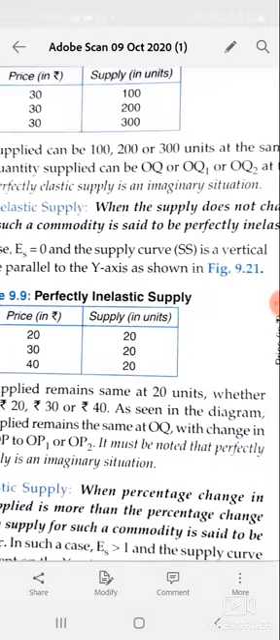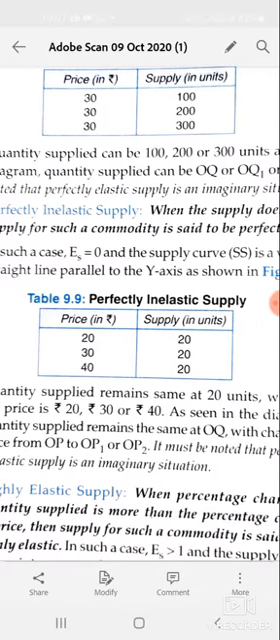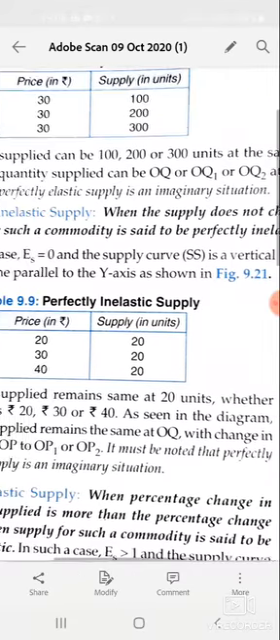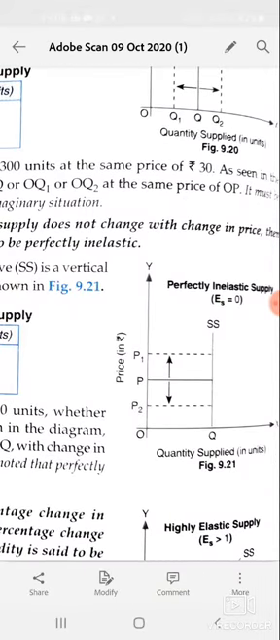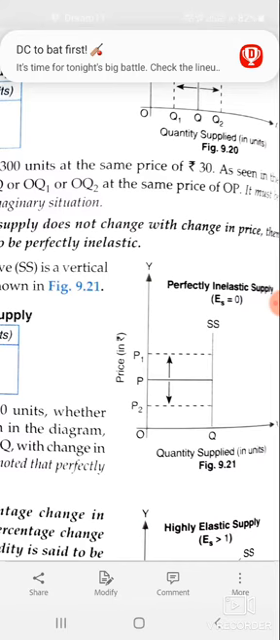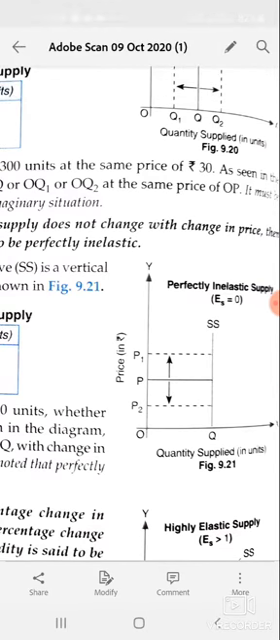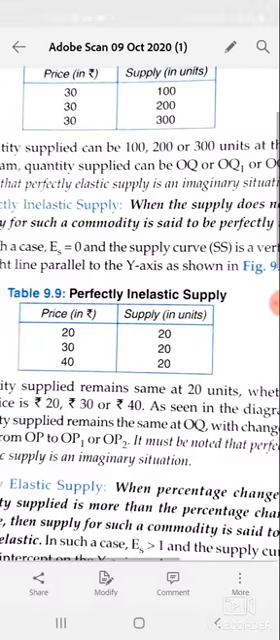Now let us see the schedule. Price falls from 30 to 20 and increases from 30 to 40. You will find that supply is constant, that is 20, 20, 20. Again, if you plot it in the graph, you will find the SS line parallel to the y-axis, or the vertical axis.